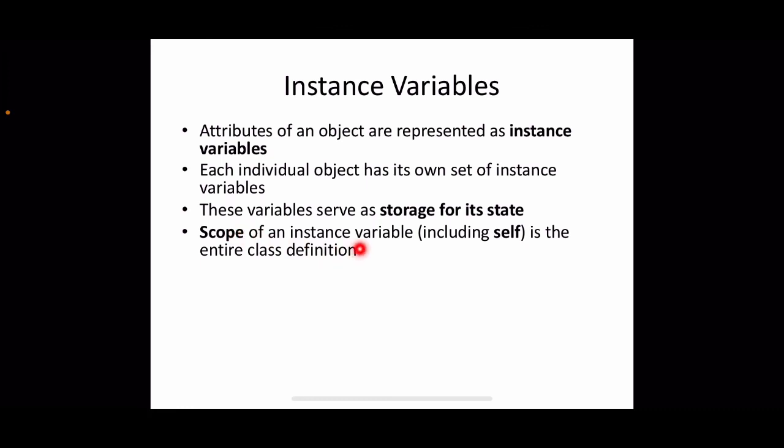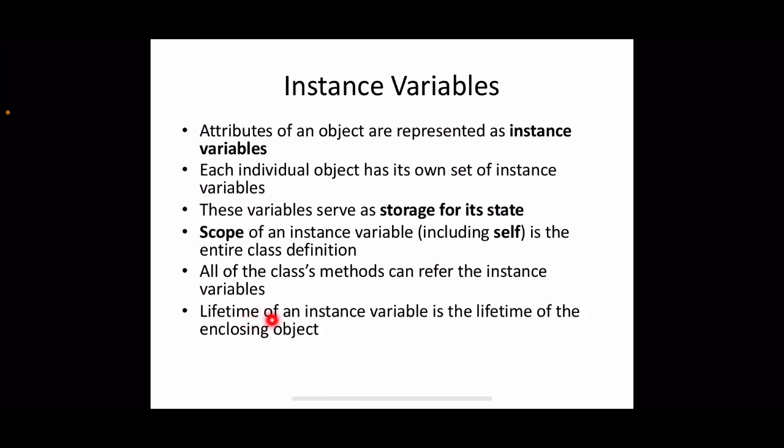Scope of an instance variable, including self, is the entire class definition. So where we can refer to these instance variables, definitely within the class definition. Whenever the class definition ends, we cannot access those instance variables. And all the class methods can refer to instance variables. So we will define different class methods, right? Inside any of these class methods, we can refer to these instance variables.